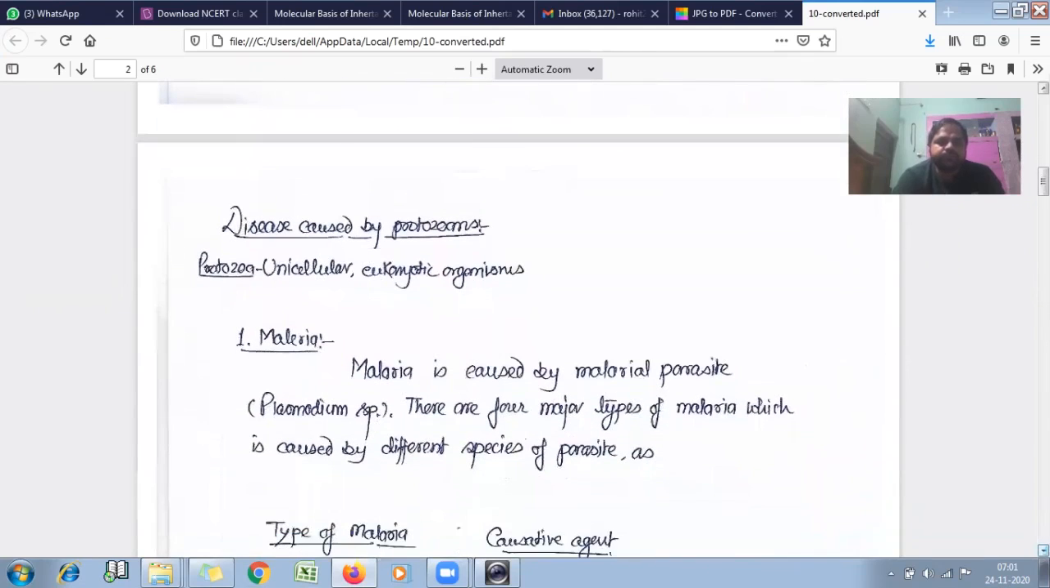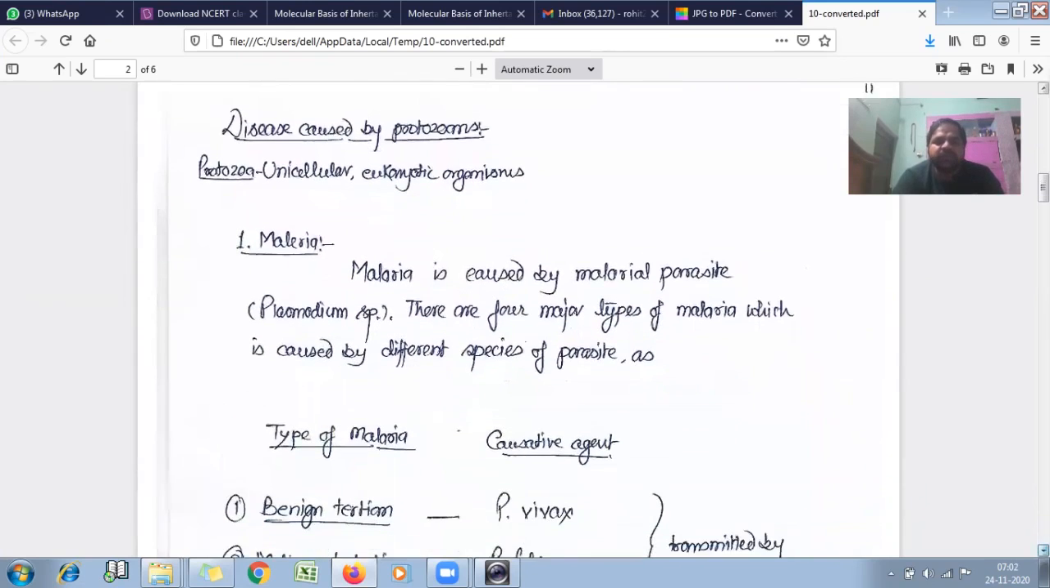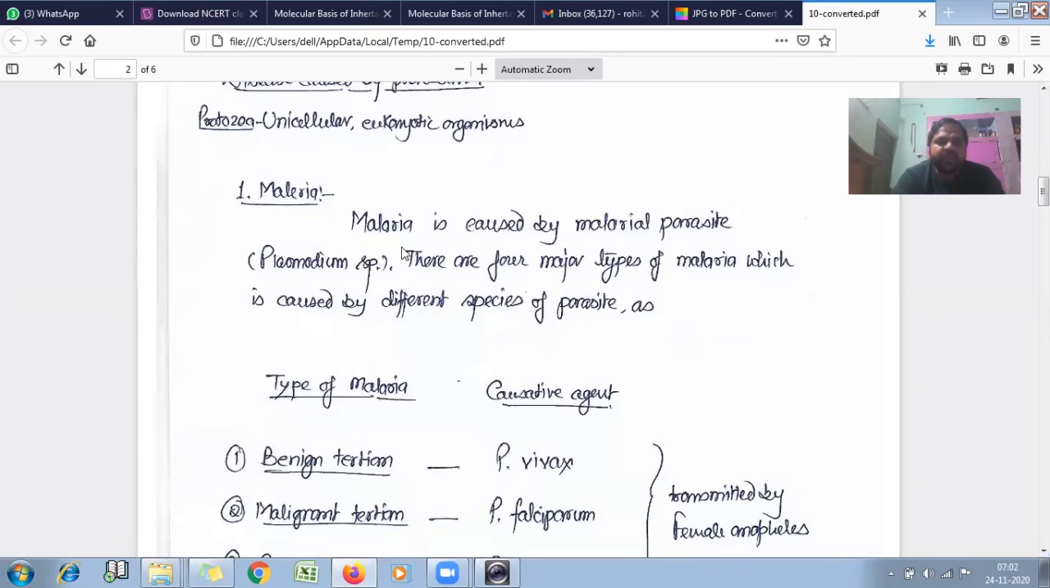So we will see the disease caused by protozoans. Protozoans are unicellular eukaryotic organisms, and we will discuss especially the malarial disease. Malaria is caused by the malarial parasite, Plasmodium, and there are four major types of malaria which are caused by different species of this Plasmodium parasite.